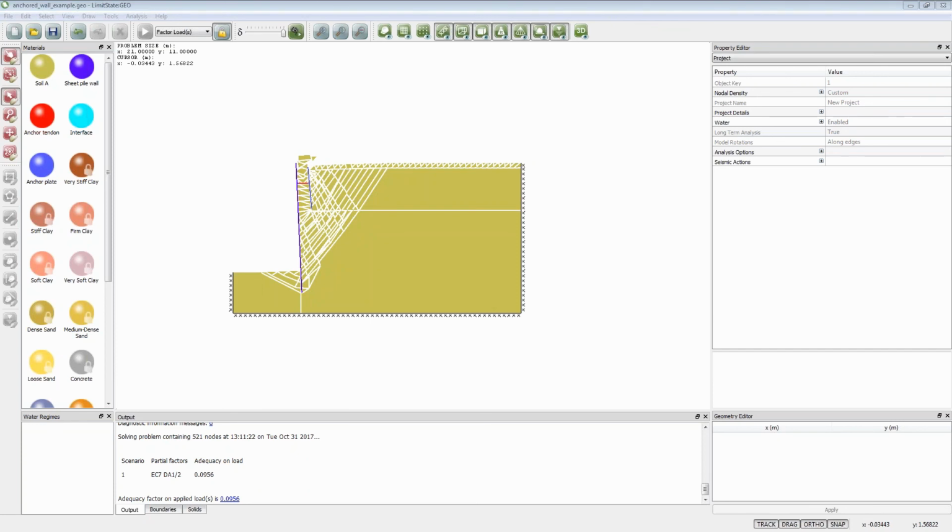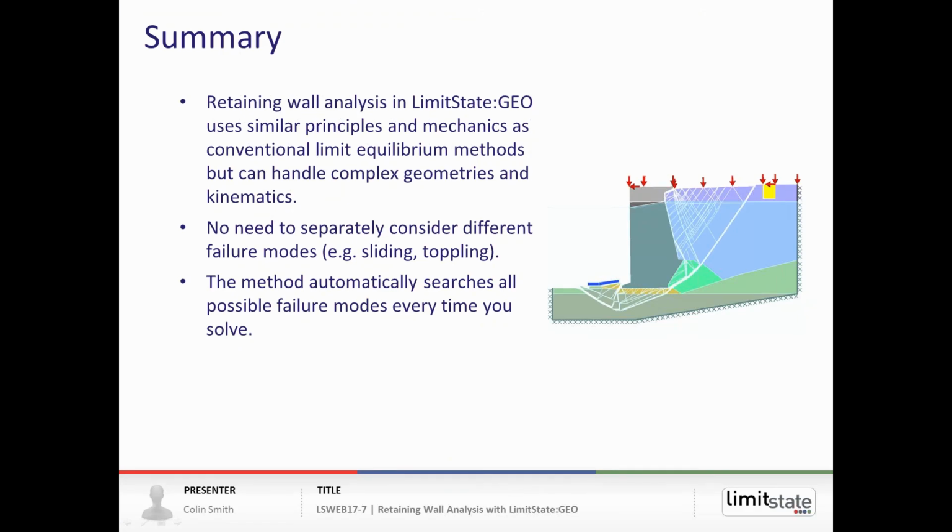Okay, so we're just coming up to wrapping up the presentation. So come up with some conclusions. Hopefully I've shown you that retaining wall analysis in LimitStateGEO uses similar principles and mechanics as conventional limit equilibrium methods, but we can handle complex geometries and kinematics and obtain very accurate solutions. There's no need to separately consider different failure modes, as in classical approaches, such as sliding or toppling. They're all automatically dealt with, and the most critical one found, even if it's a combination of some of the classical ones. And it automatically searches all these possible failure modes.